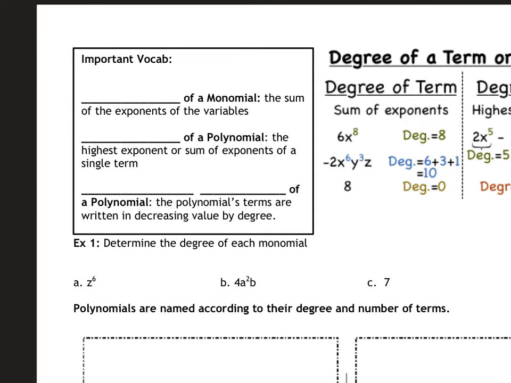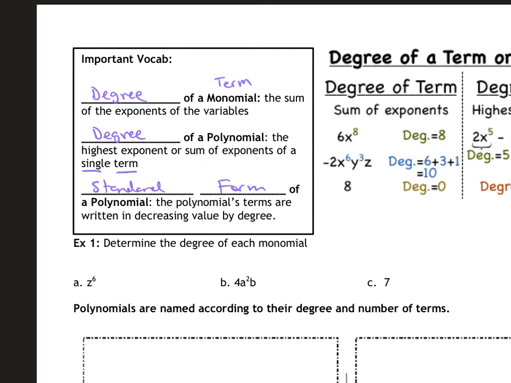All right, important vocab. So first of all, we're going to talk about the degree. The degree of a monomial, or just a single term, is the sum of the exponents of the variables. The degree of a polynomial is the highest exponent or sum of the exponents of a single term. Important, single term, not all of them. Standard form of a polynomial is when the polynomial's terms are written in decreasing order by the value of its degree.